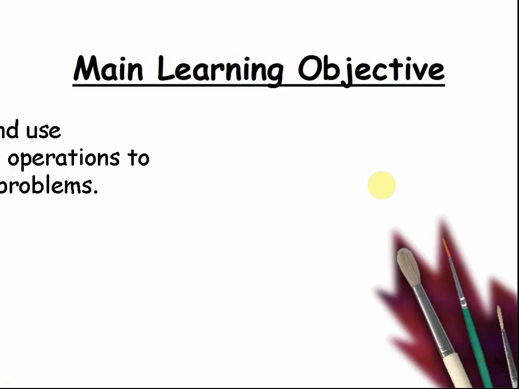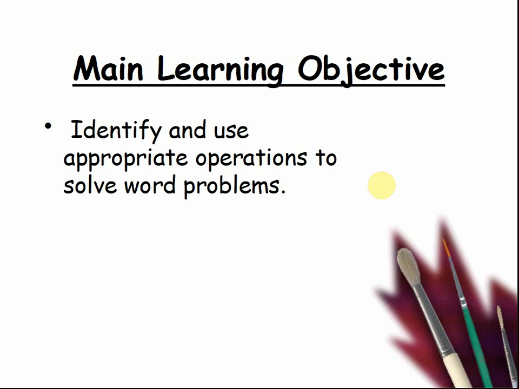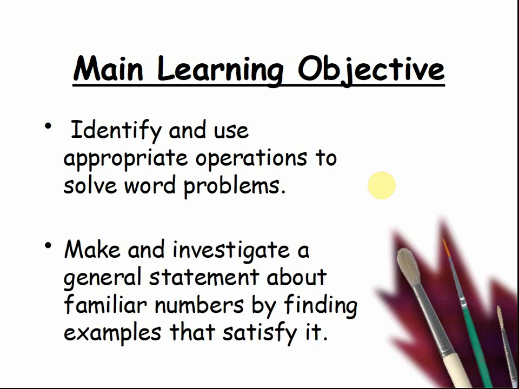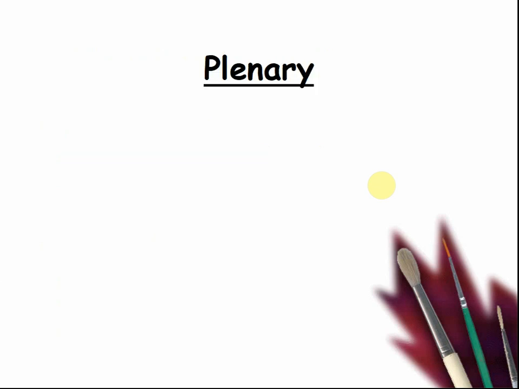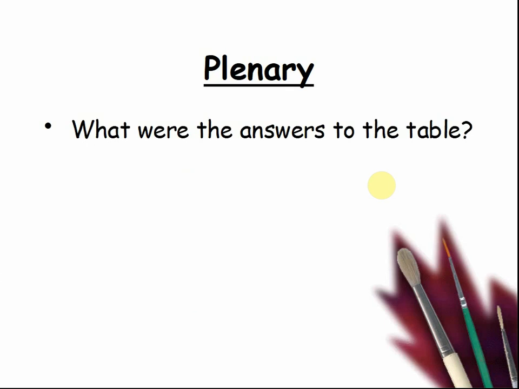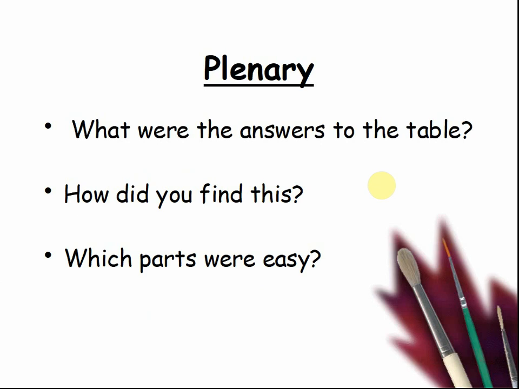Main learning objective: identify and use appropriate operations to solve word problems. Make and investigate a general statement about familiar numbers to find examples that satisfy it. Plenary. What were the answers to the table? How did you find this? Which parts were easy? Pause the video and answer the questions. Which were hard? Pause the video again and answer this question.